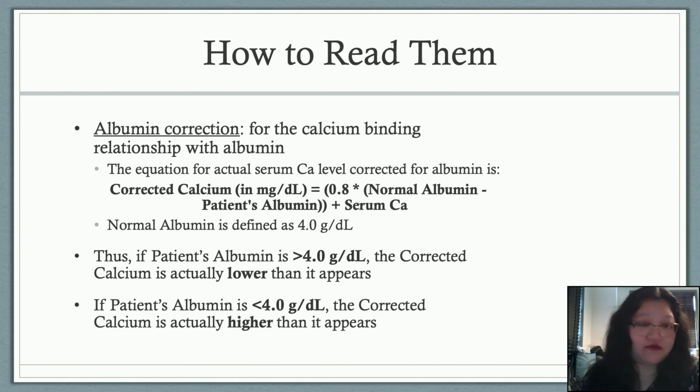It's going to be greater than 4 a lot of times, and so basically, if your albumin is greater than 4.0, the corrected calcium is going to be lower than it actually appears. And if your albumin is less than 4.0, the corrected calcium is actually higher than what it appears on the lab. And it's based on this formula that I have up there that you plug it into.